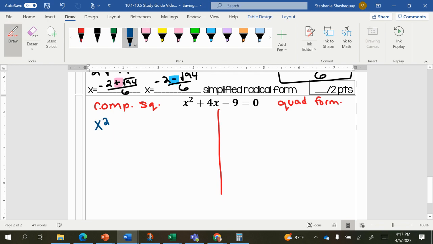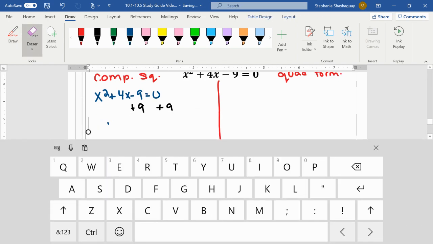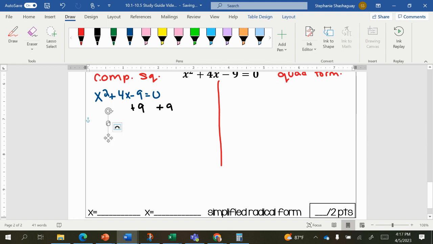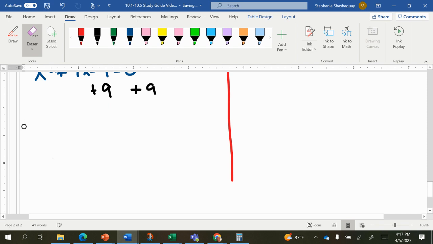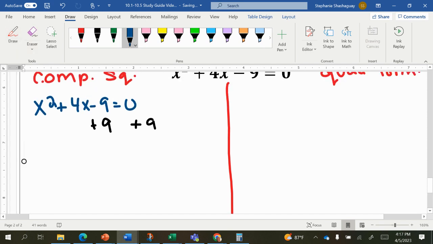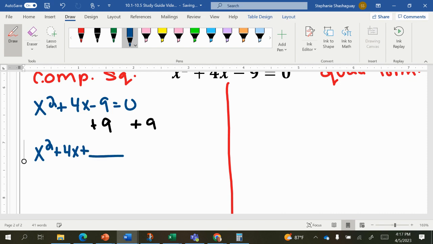So x squared plus 4x minus 9 is equal to 0. The first thing I need to do is move that 9 to the other side. So I'm going to end up with x squared plus 4x plus a number is equal to 9, and I'm going to leave that blank.